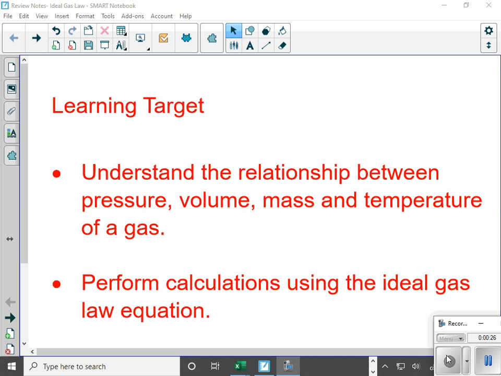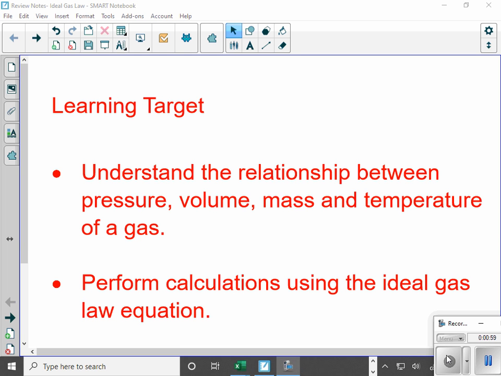As we're going to see coming up, the ideal gas law equation is a combination of three different laws. Okay? Three different laws put together, and it's dealing with how the pressure, the volume, the temperature, and the number of moles of a gas relate. So these have to be of gases.